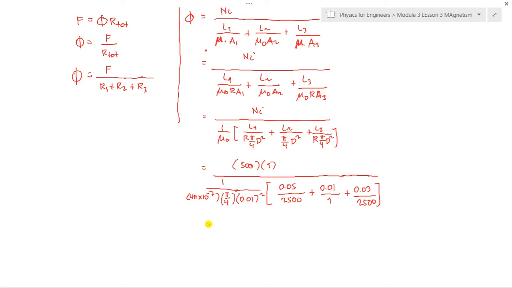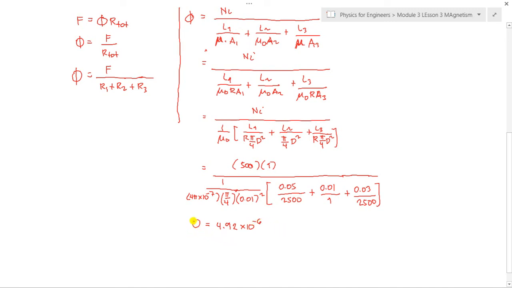So ang result niya is 500 divided by the answer. The result is very, very small. That is approximately 4.92 times 10 to the power of negative 6.